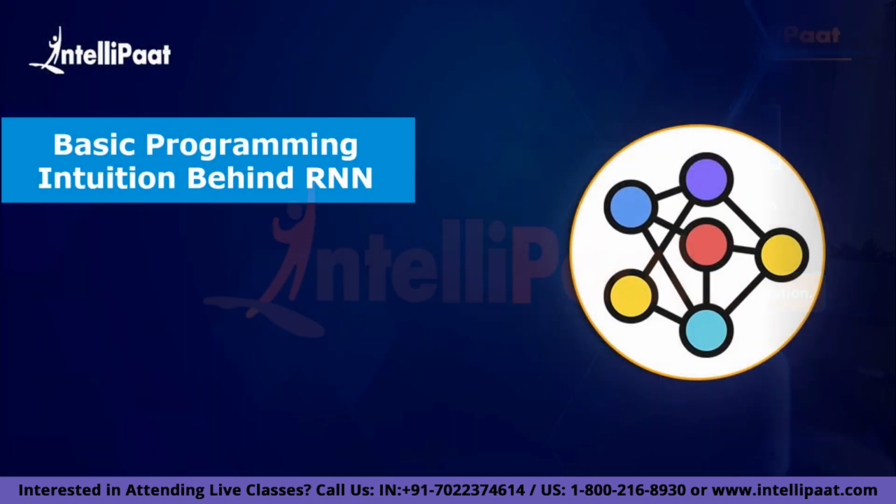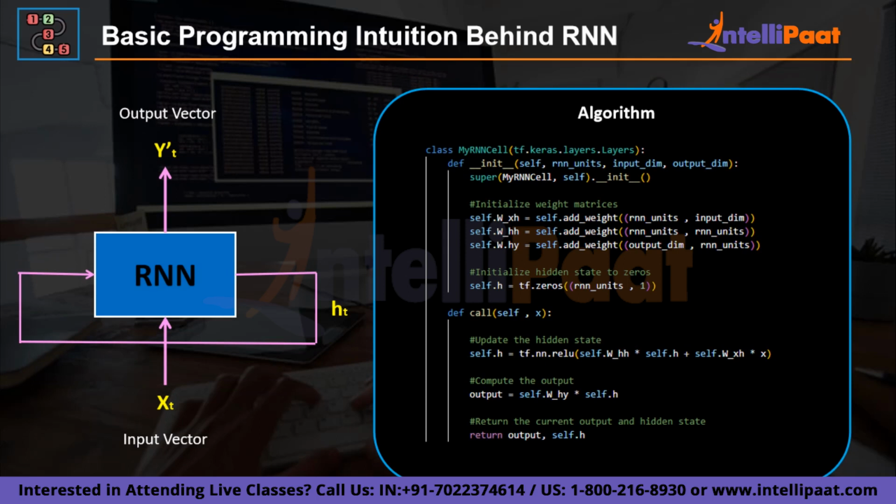Let's move to the last topic on our agenda, that is understanding the programming intuition behind TensorFlow's simple RNN module. We are going to define the RNN using a layer here, so we can build it up from Keras's layer class. We can also initialize the weight matrices and hidden state of the RNN to all zeros. Our next step is going to be defining the call function, and this function is really important because it describes exactly how we are going to make a forward pass.